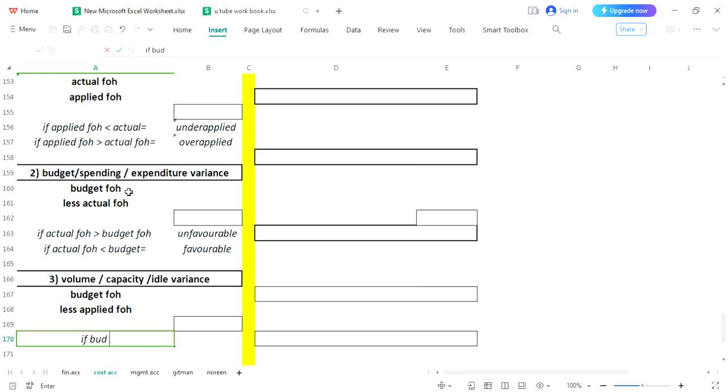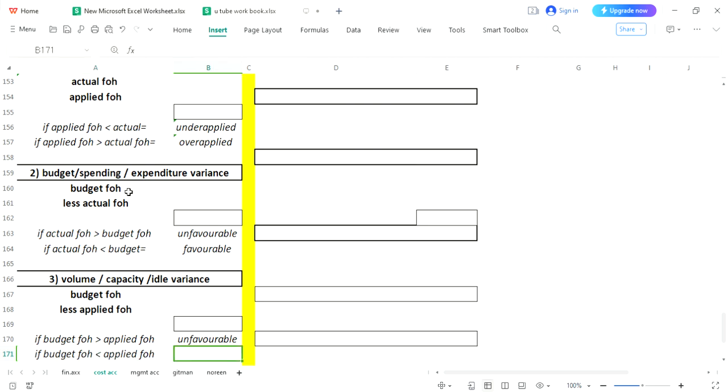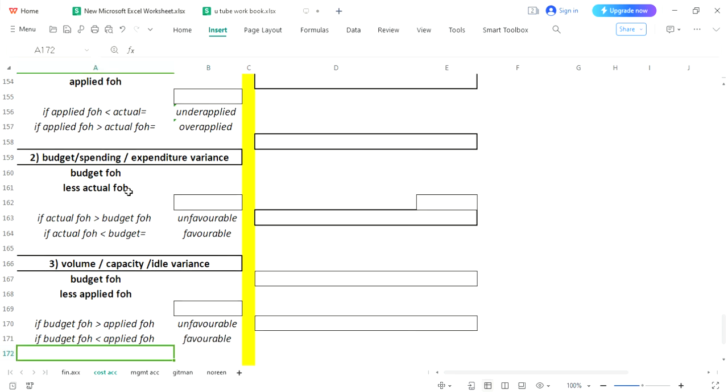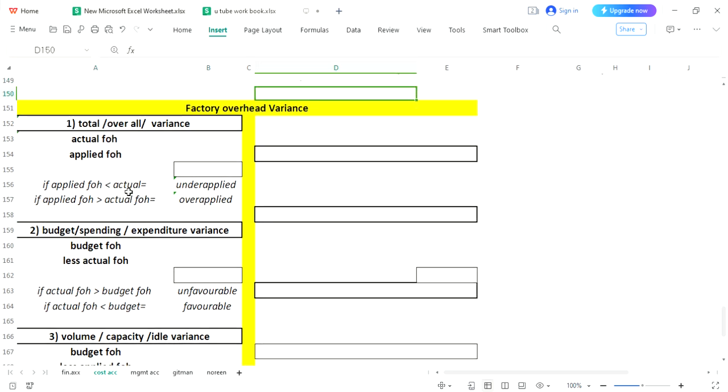So if your budget FH is more than your applied FH, that means you have to arrange more. It would go unfavorable for you. And opposite to this, if your budget FH is less than applied FH, it would go in your favor as your budget is less. So what you will do, favorable volume variance will be concluded. So on the left side you will calculate these variances, on the right side you will demonstrate supporting calculation.